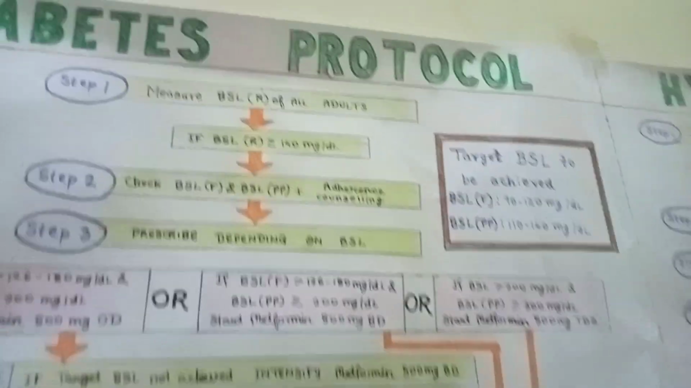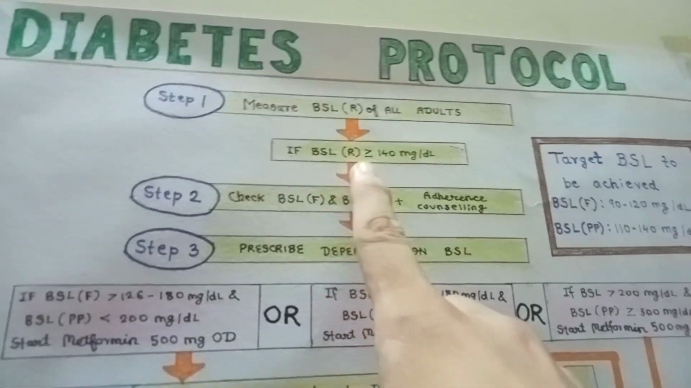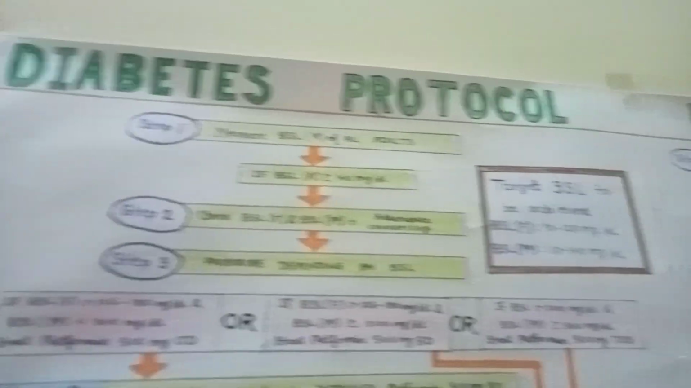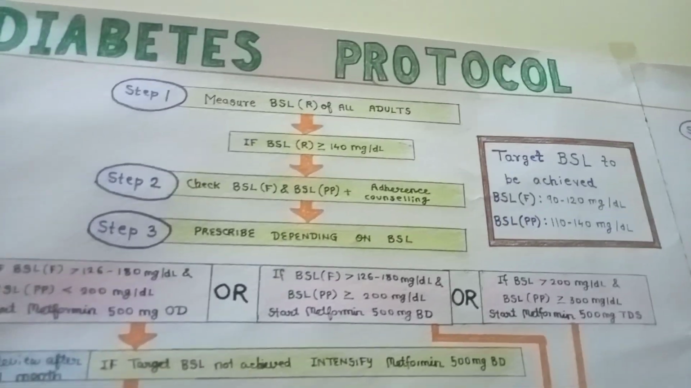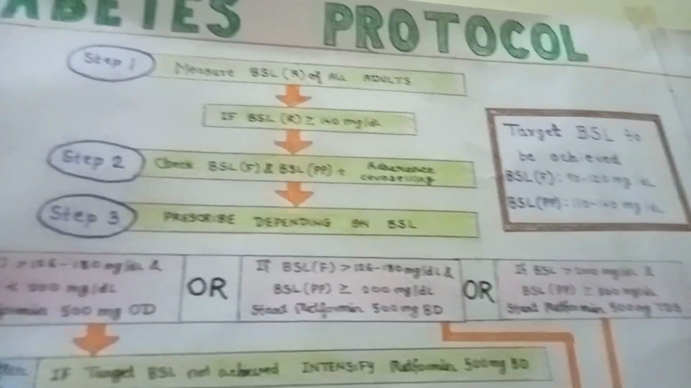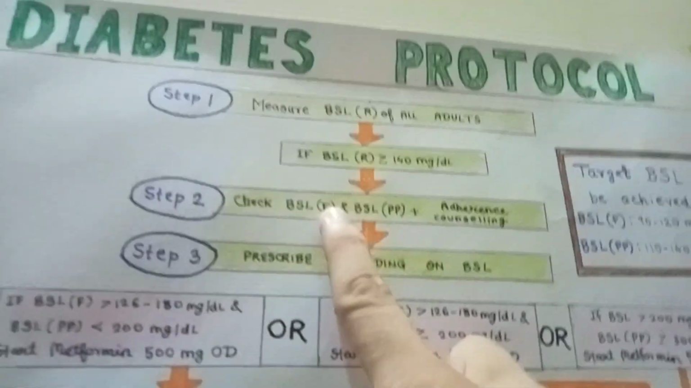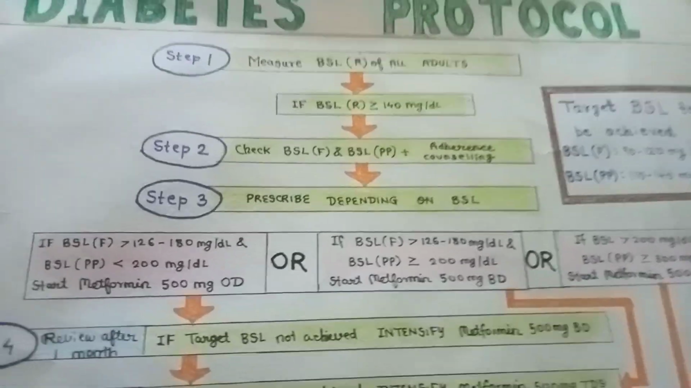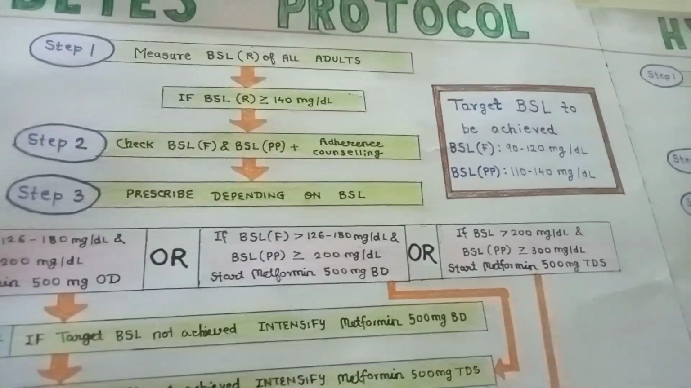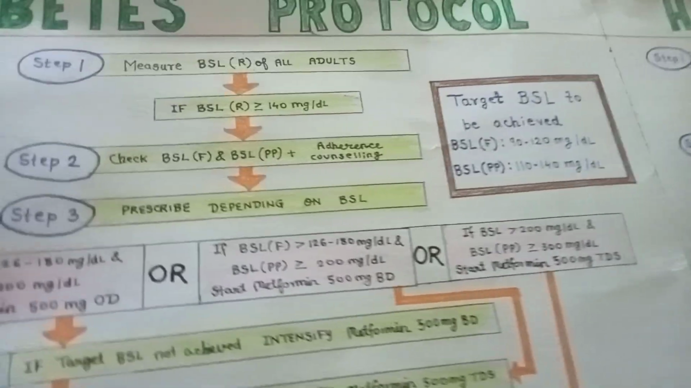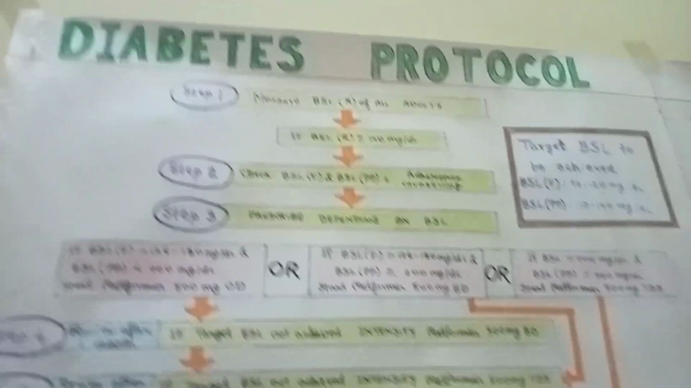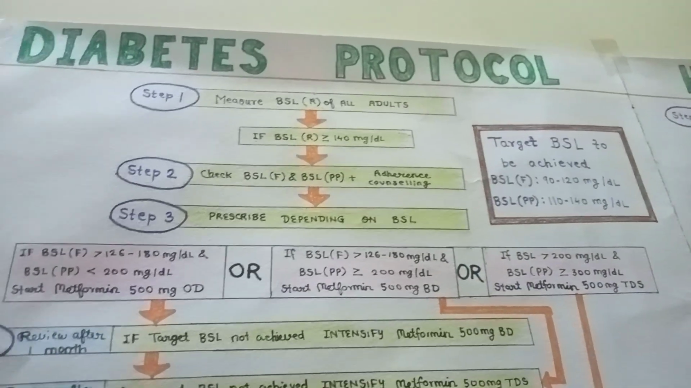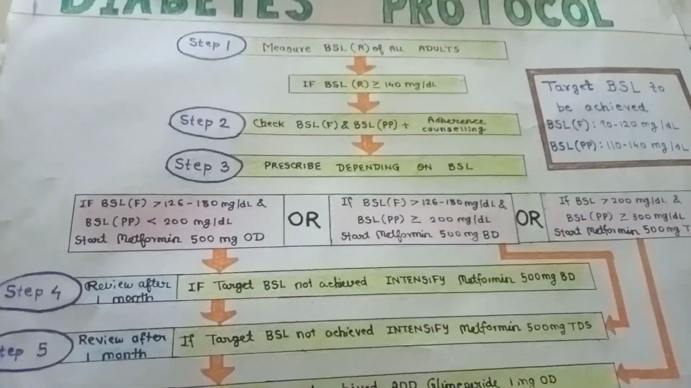So if the random blood sugar level is more than or equal to 140 mg per deciliter, then step 2 is we have to check the fasting and postprandial blood sugar level and do adherence counseling, meaning we have to manage the diet plan and treatment accordingly. Step 3 is to prescribe medications depending on the blood sugar level.